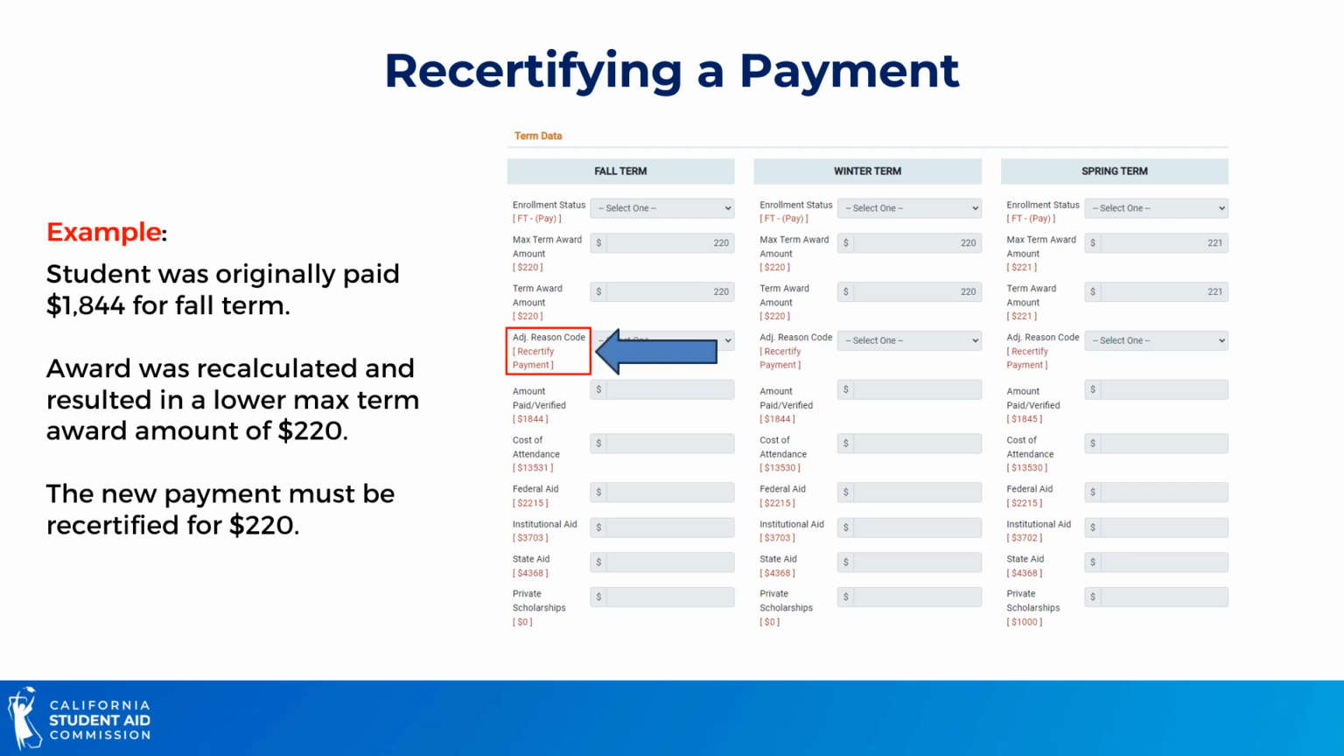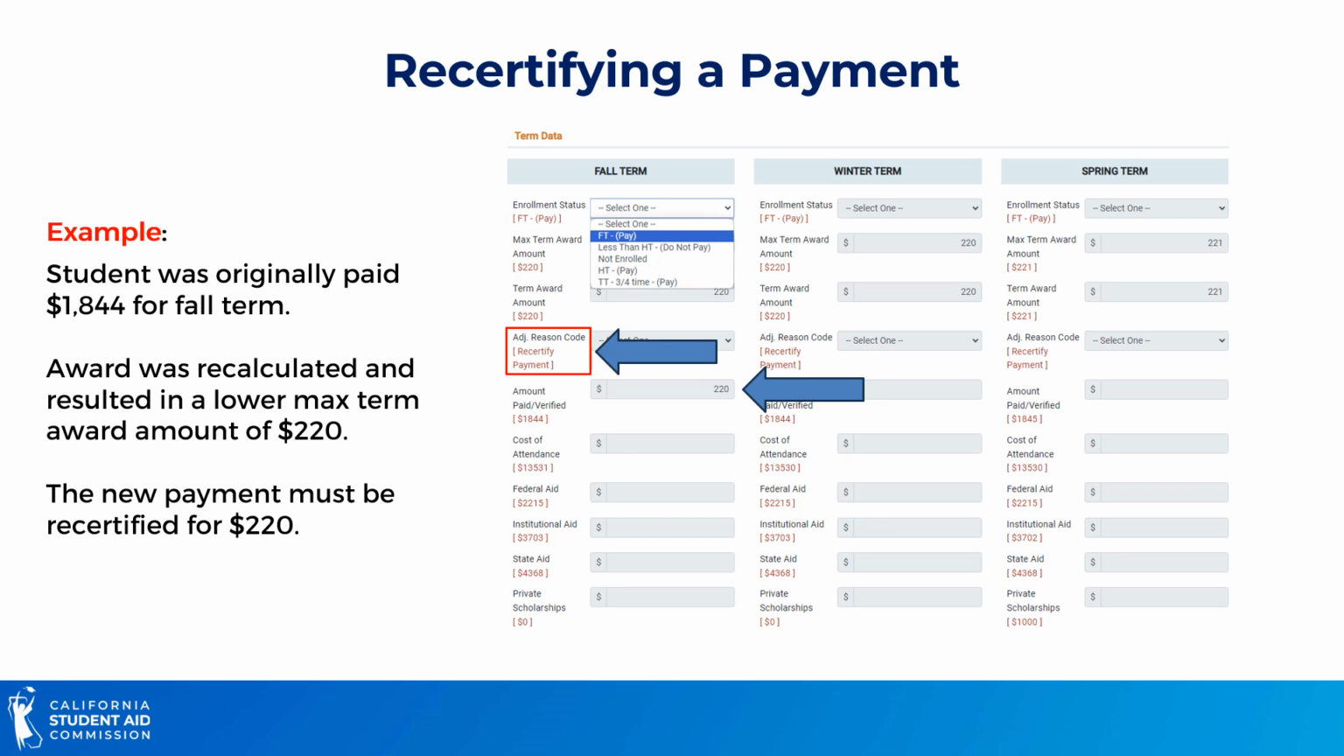The school then reported a correction that ended up reducing the student's maximum term award to $220. As a result, the school must recertify the payment for $220 at full time. The school can easily recertify by selecting full-time under enrollment status and clicking Save. The amount paid/verified field will automatically populate to $220.